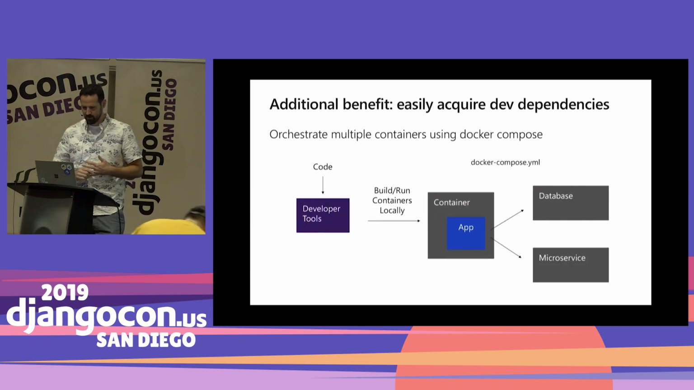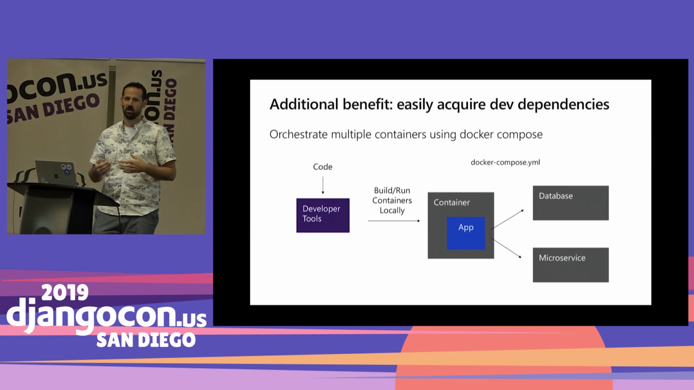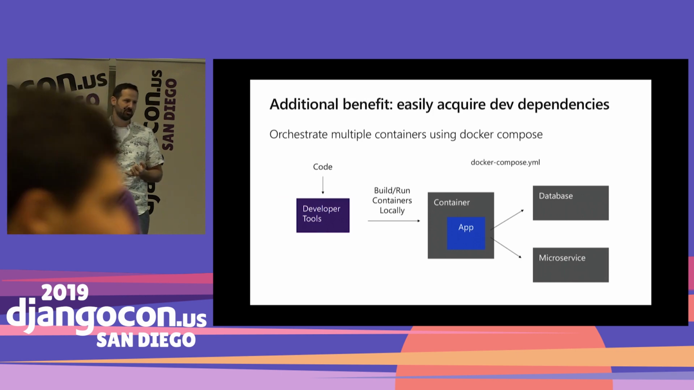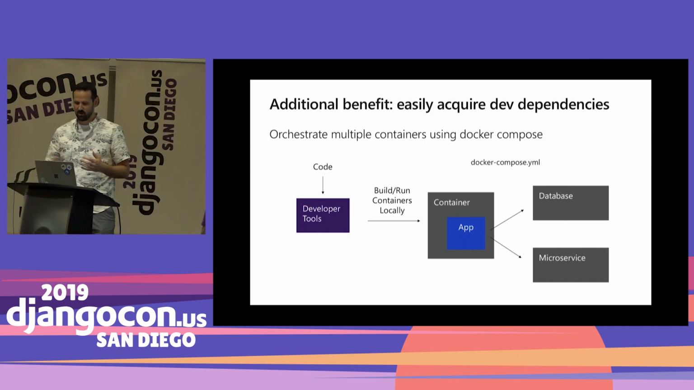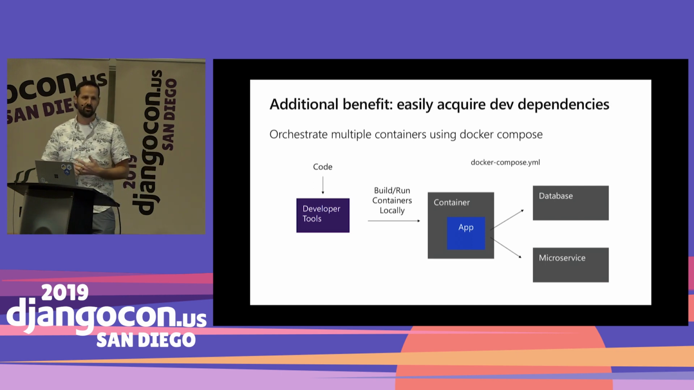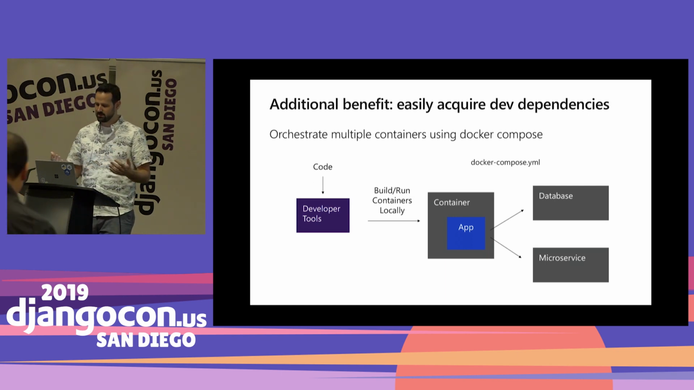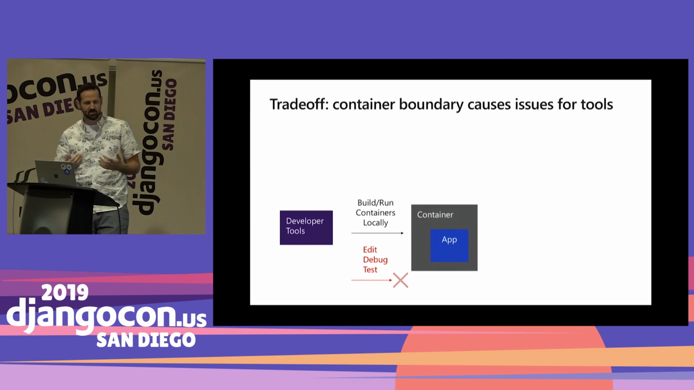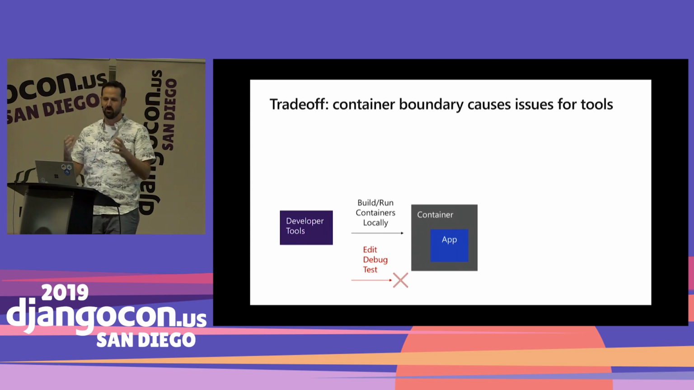An additional benefit that comes with containers is you can use containers to acquire development dependencies. So if you need a database, a Redis cache, or a Celery worker, or a bunch of other microservices that your application depends upon, you can throw a bunch of those into a Docker Compose file, and you can use Docker to build a set of containers that you can have locally. So it makes it really easy to create a lot of the complex development environments that we have to work with today.